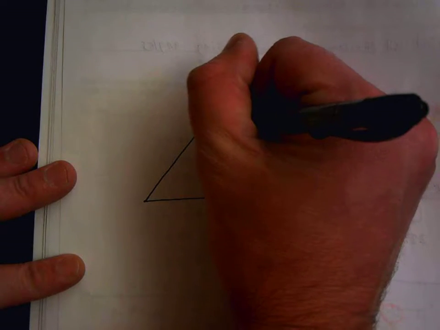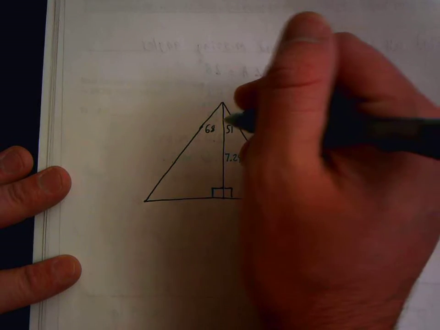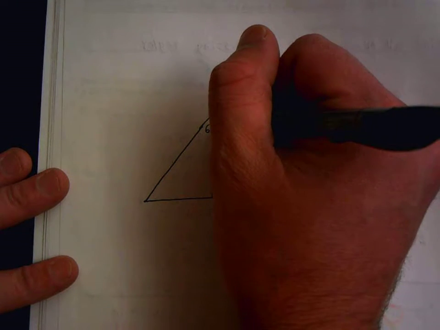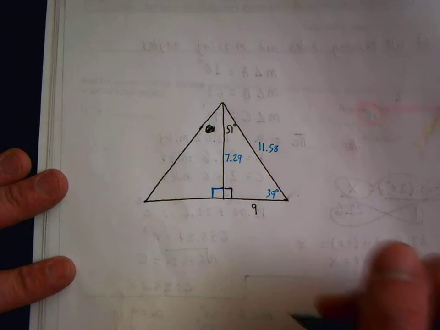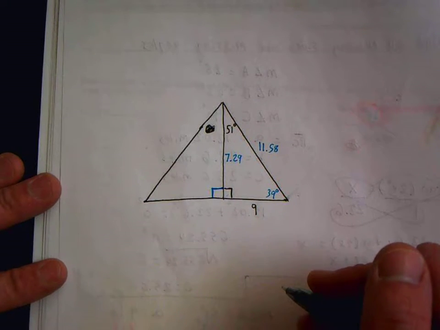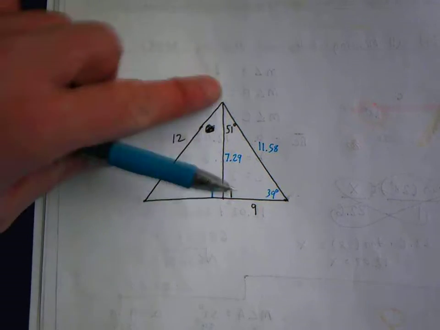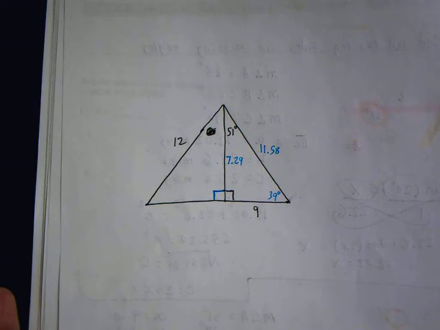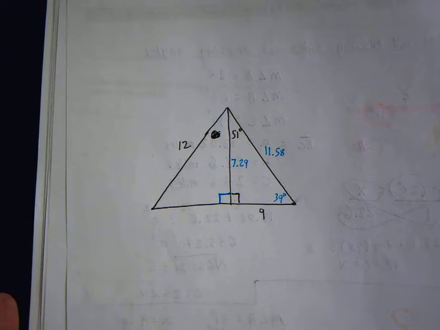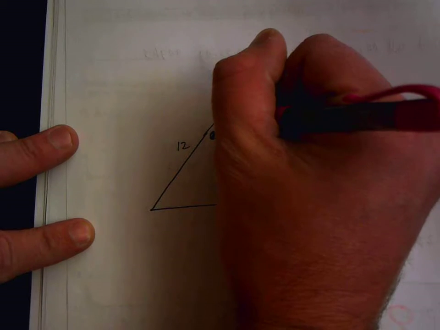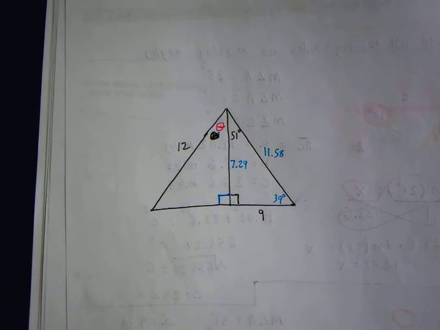Let's say they tell us this is 68 degrees. Actually, no, change my mind. Let's say they say this is 12. Does that make sense? So the length here is 12. Well, they didn't tell me any angles, so let's do that first. Let's find this angle. Let's find that first.